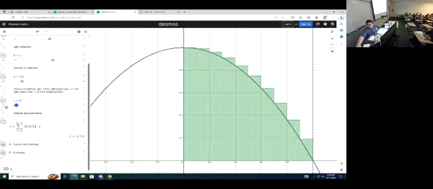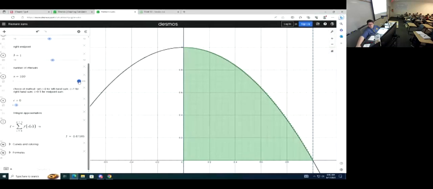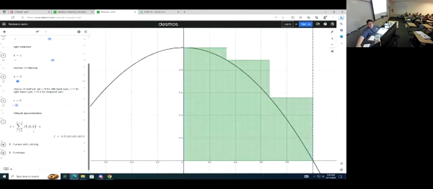Let's look at it from the left side. For 10 rectangles, the area is 0.715. If I go to fewer rectangles, it's getting a little higher, 0.76. If I go to more rectangles, I'm getting down to 0.67165. That's doing the left-hand side. If we go to the right-hand side, let's see what happens as we do more rectangles. When we had n equals 10, it was 0.615. Here we're going upwards.